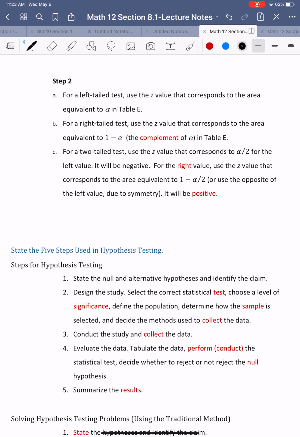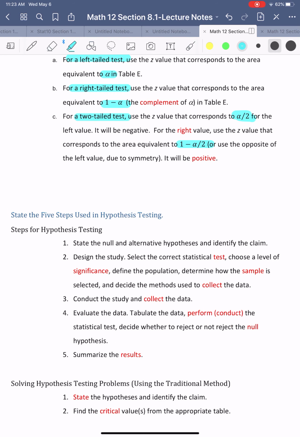And step 2, for the left tail, use the z-value corresponding to the area equivalent to alpha in Table E. For the right tail test, you use a z-value, but the areas are always from the left side up to the z-score, so you always need to subtract, using 1 minus alpha for the right tail. And then for the two-tail test, one side is just alpha over 2, and the other is 1 minus alpha over 2. Okay. All right.